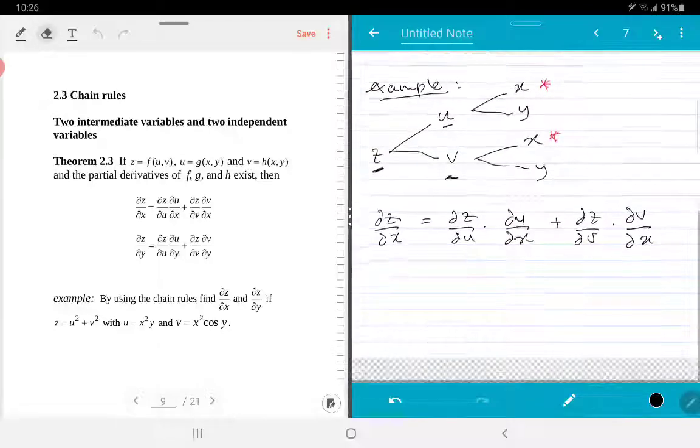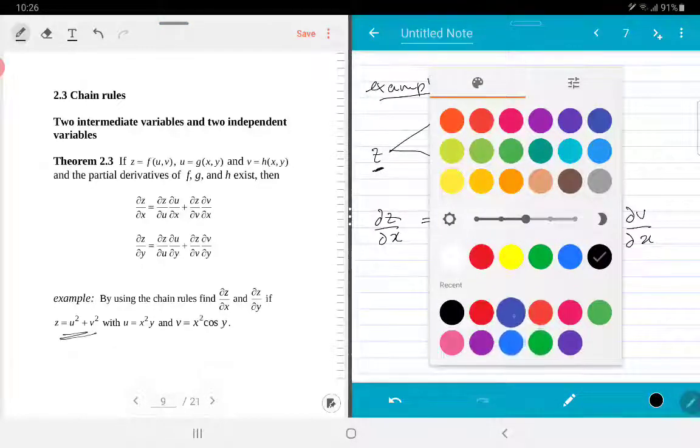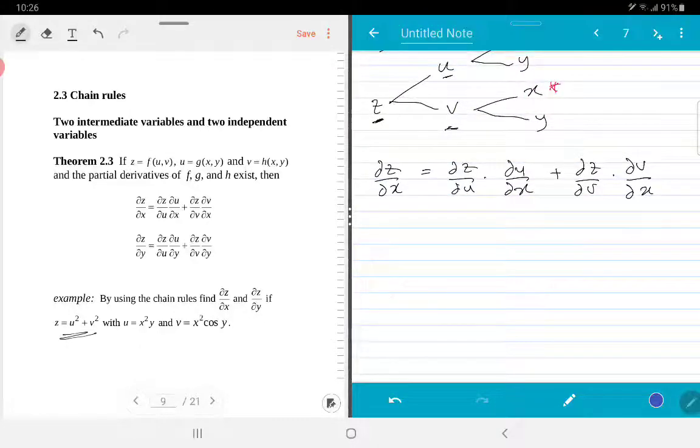Okay, now from the formula we can get partial z, partial u. Because z is u squared plus v squared, we can get partial z, partial u by differentiating z with respect to u, holding v as a constant, so you get 2u. And we also need partial u, partial x. So this is u, and differentiating u with respect to x by holding y as a constant, you have 2xy.